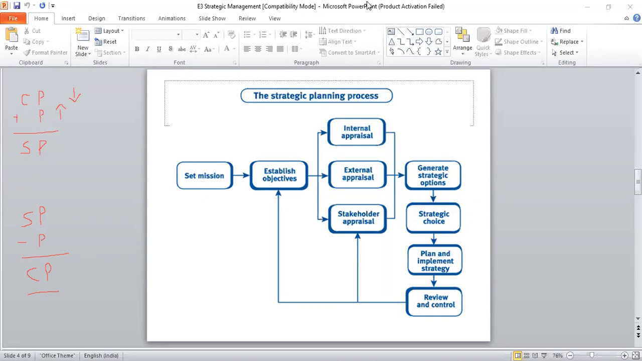After appraising the internal scenario, they have to understand their external environment. They understand the environment in which they are: who their competitors are, what the competition in the market is, the role of government, and external factors like the demand for the product. Those things will be considered in the external appraisal. So how do the external factors affect the organization? Those things would be considered.